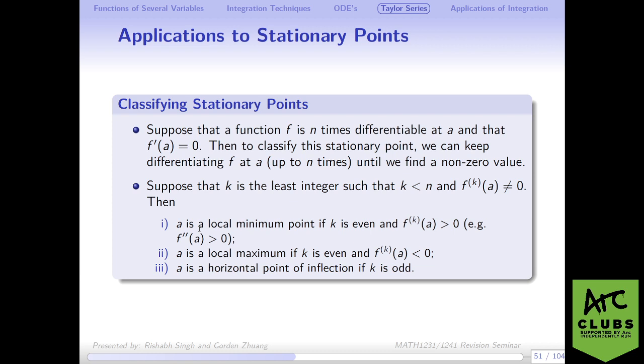So we have an even non-zero derivative, and if it's positive, it's a minimum. If it's negative, it's a maximum. And if we have an odd non-zero derivative, then it's a horizontal point of inflection.